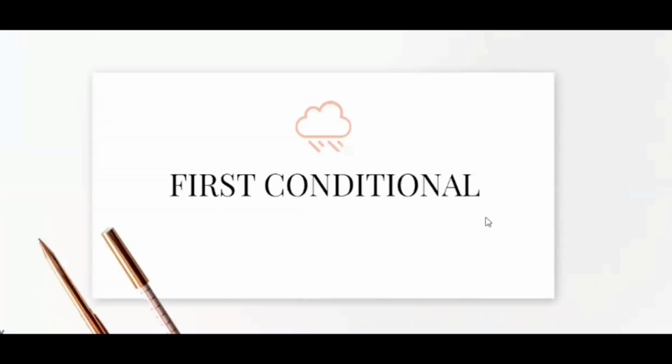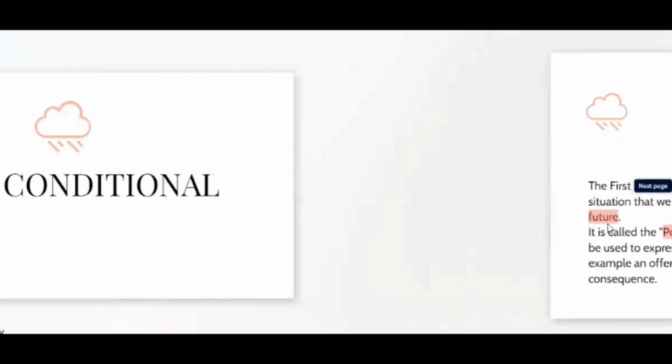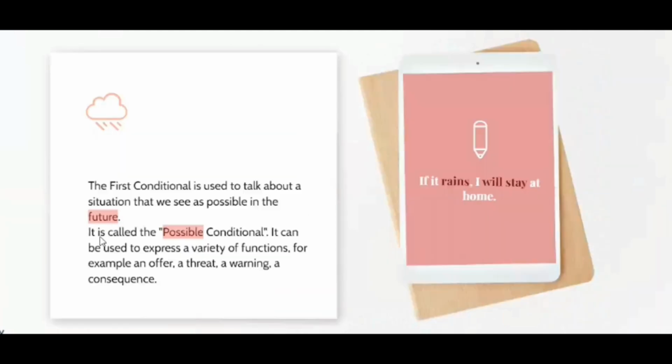The second type of if conditional is the first conditional. It is used to talk about a situation that we see as possible in the future. Note the key word here, possible. Possible means it can happen or it cannot happen. So this is different from zero conditional. When we use zero conditional, we talk about a fact, a general truth. It 100% will happen. But this one is a possibility.